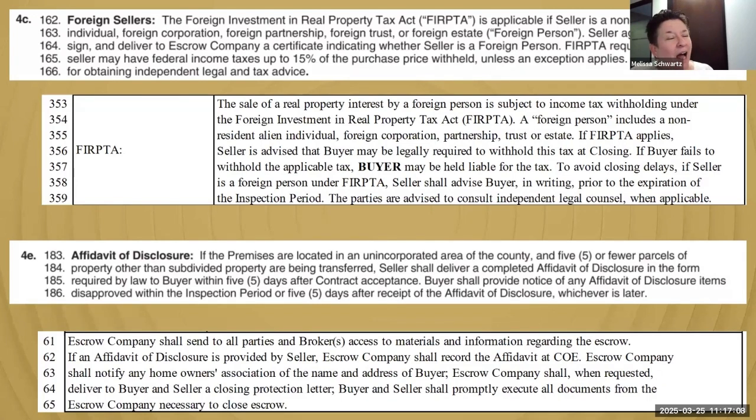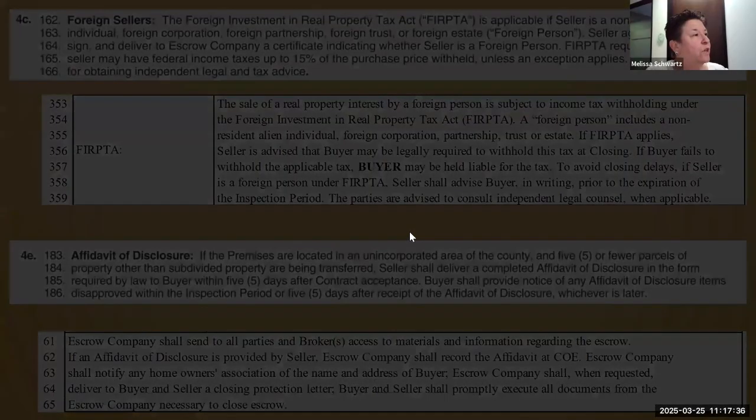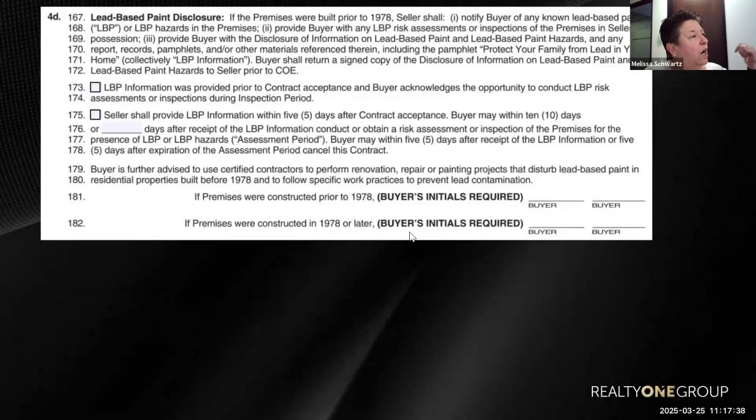So I think a lot of people don't realize this, and this comes into effect with the BINSR. One of the reasons you do not send the BINSR to title unless it's for cancellation is because an escrow company is required to send to all parties access to materials and information regarding the escrow, right? So they get something, they've got to send it on. I know this is talking about the affidavit of disclosure, but it's important that they are sending everything on to the lender, to the other party.